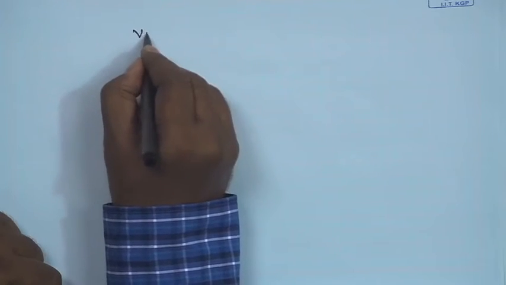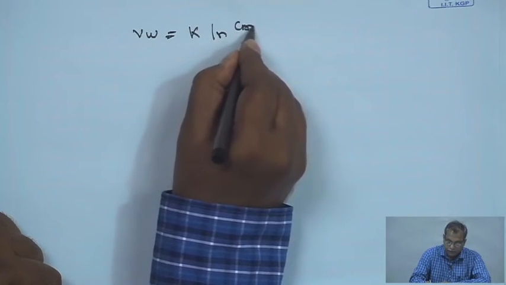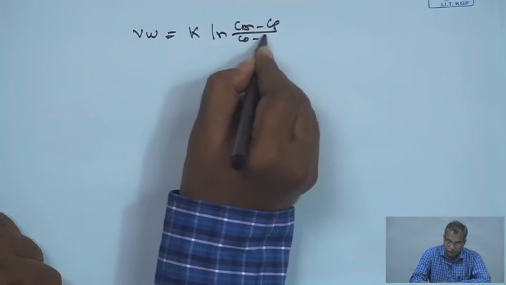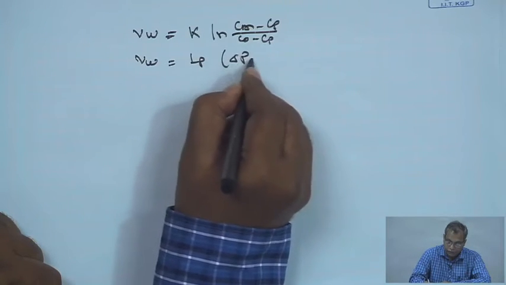So we have seen that ultimately we have written down the film theory model, and we got the equation Vw is equal to K ln (Cm minus Cp) divided by (C naught minus Cp), and the solvent flux through the porous membrane, that is the osmotic pressure model, Vw is equal to Lp (delta P minus delta pi). Let me write down those two equations: Vw equal to K ln (Cm minus Cp) divided by (C naught minus Cp), and Vw is equal to Lp (delta P minus delta pi).